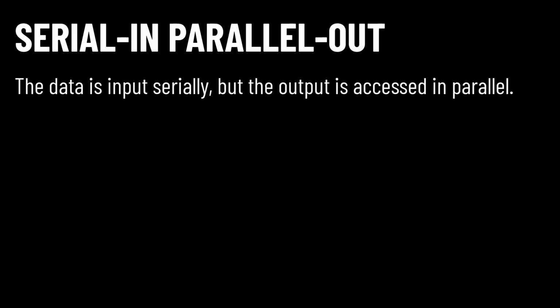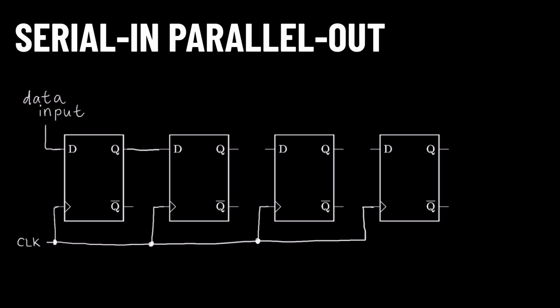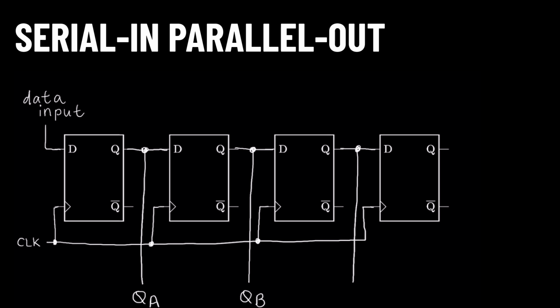The next type of shift register is known as serial in, parallel out. This means that while the input data is accessed serially, the output data is accessed in parallel. The architecture is still relatively simple, as each flip-flop's output is connected to the next flip-flop's input. But now, each output is accessible at once for communication to output devices or other circuitry.